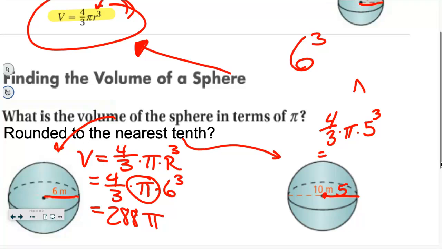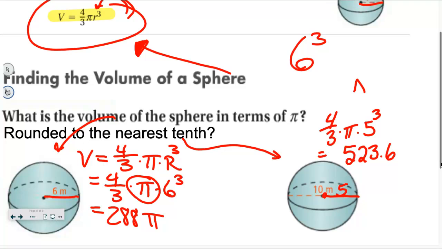All right, so run the whole thing through your calculator. 4 divided by 3 times the pi button, don't use 3.14, times 5, and then make sure you raise it to the third. I'm going to give you a minute to run that through your calculator. And this one says round to the tenths. And these two up front both got the same answer, but make sure you can get this. If not, ask me during the work time.